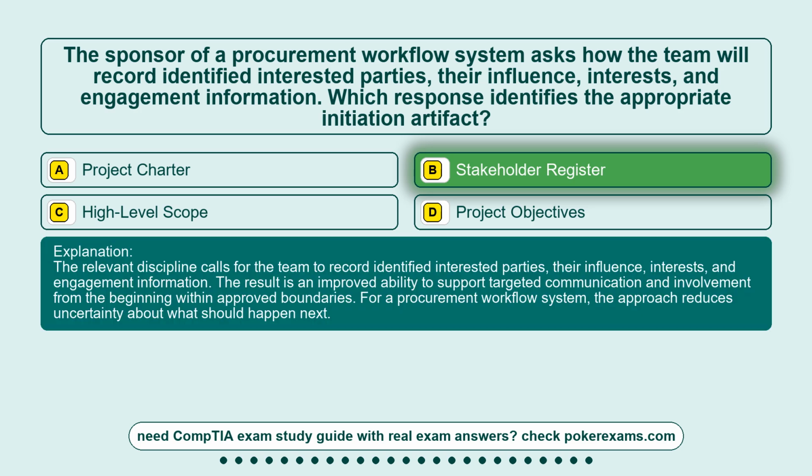The relevant discipline calls for the team to record identified interested parties, their influence, interests, and engagement information. The result is an improved ability to support targeted communication and involvement from the beginning within approved boundaries. For a procurement workflow system, the approach reduces uncertainty about what should happen next.